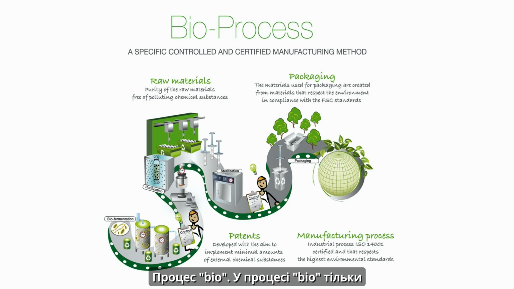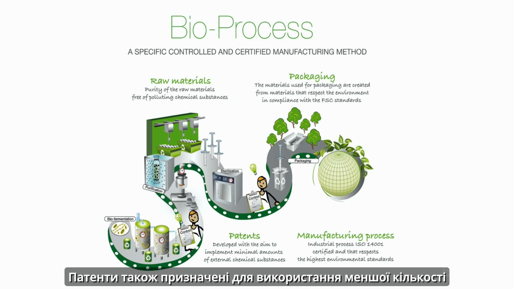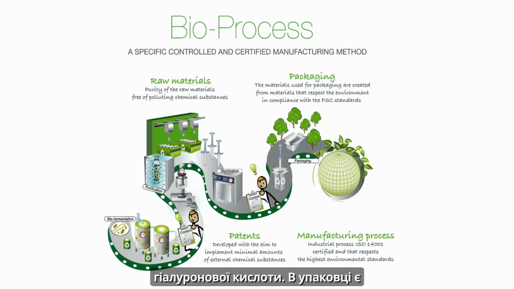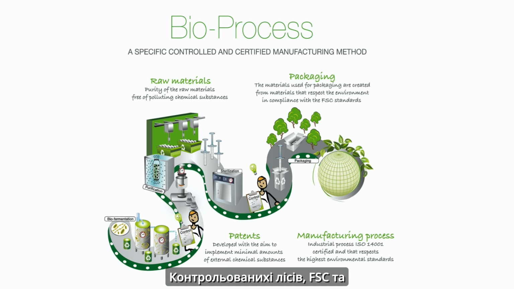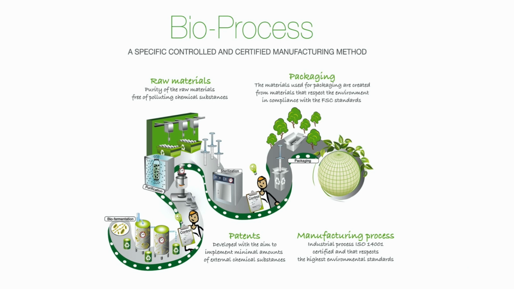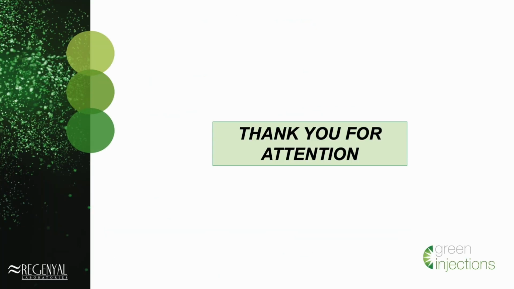Like all our products, Bioregen is produced through a bio process. In the bio process, only the purest raw materials of the highest quality are used, free of foreign chemicals. Patents are also designed to use fewer chemicals foreign to hyaluronic acid. The packaging is designed using paper from controlled forests, FSC, and the entire production process is certified through ISO 14001 environmental certification. Thank you for your attention.